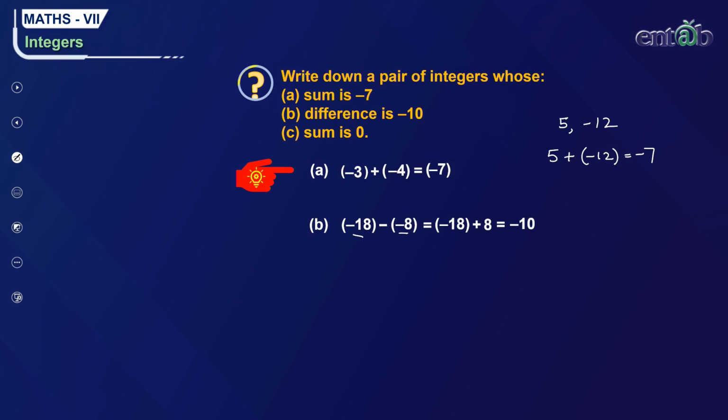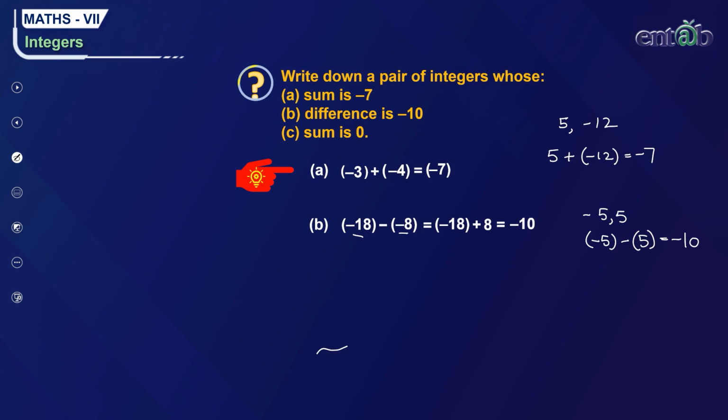Let's say minus 5 and 5. Let's subtract. So, minus 5 minus positive 5. Minus 5 minus 5, as we know, is minus 10. Thus, another pair of integers whose difference is minus 10 is minus 5 and 5. Now, let's go to the next part.